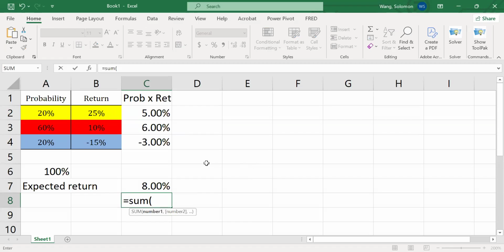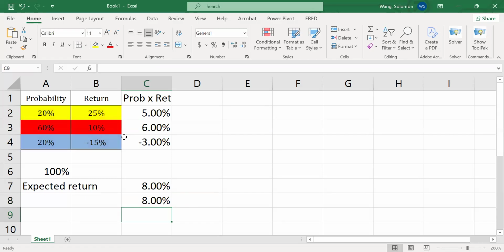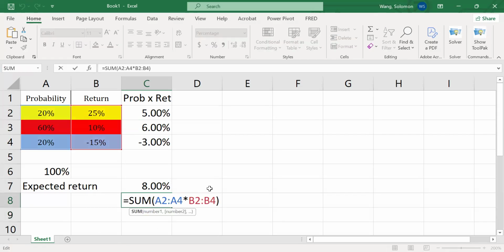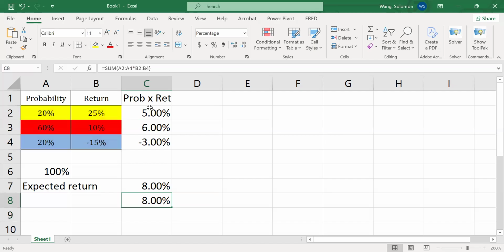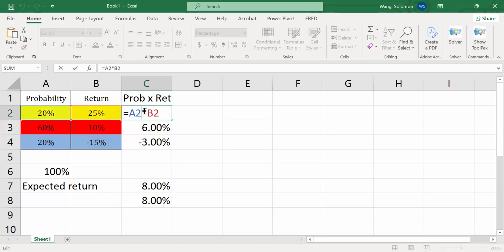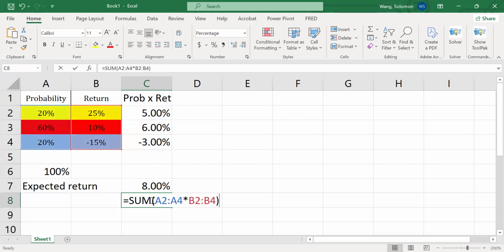Alternatively, you can use the sum of product function. Okay, so start with a sum and then use the probability column multiplied by the return column. Hit enter, you get 8%. So either way, you can either create a separate column like this using probability times return and then add them up, or you simply use a sum of product function.